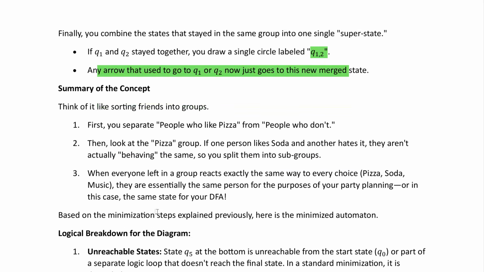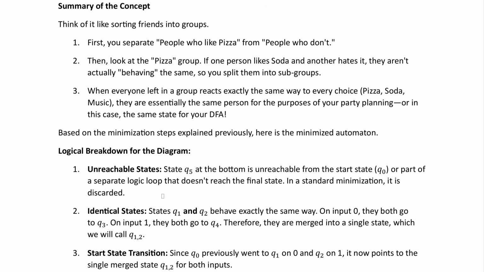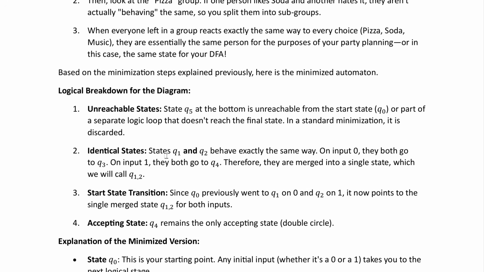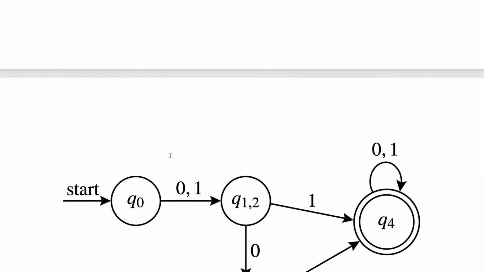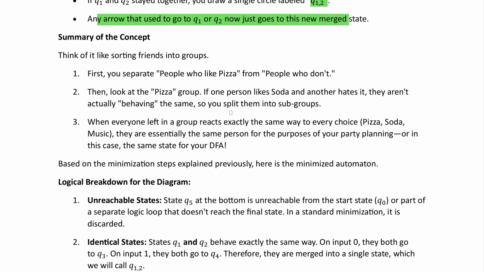Now, summary of the concept. Logical breakdown for the diagram. Now we have to draw the minimized automata. State Q5 at the bottom is unreachable from the start Q0, or is part of a separate logic loop that does not reach the final state. In standard minimization, it is discarded. So we do not need to include Q5. Why?